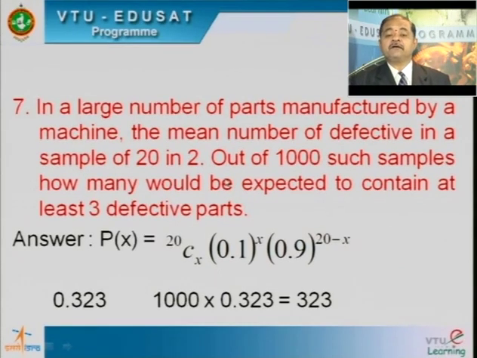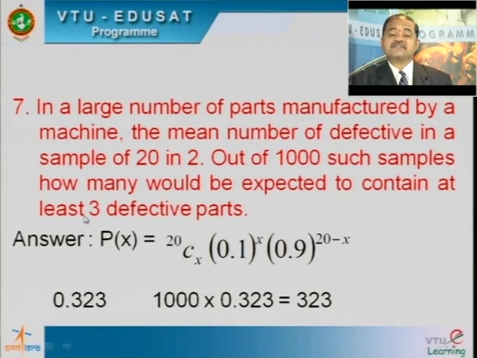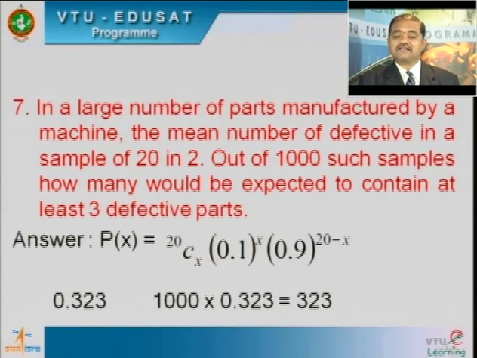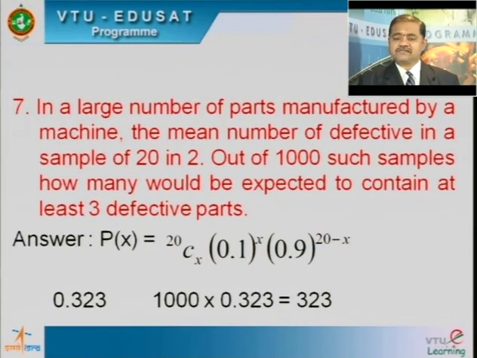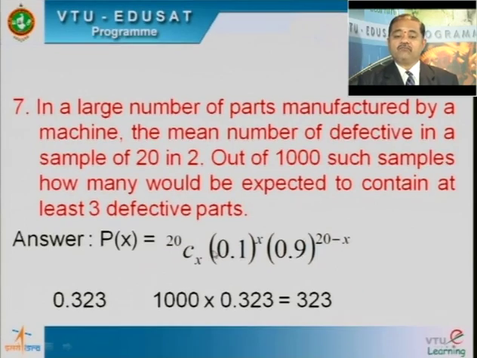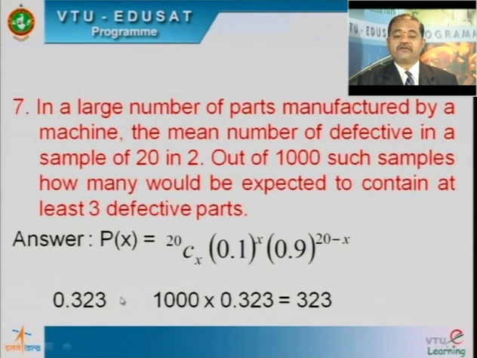What is the question? Out of 1000 such samples, how many would be expected to contain at least 3 defective? Minimum 3. Put x is equal to at least 3. That means 3 to 20, that is 1 minus P of x less than 3. Calculate for x equal to 0, then 1, then 2, add, and subtract from 1. That answer will give you 0.323.